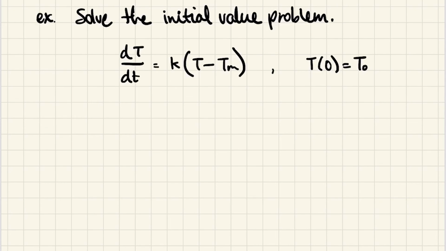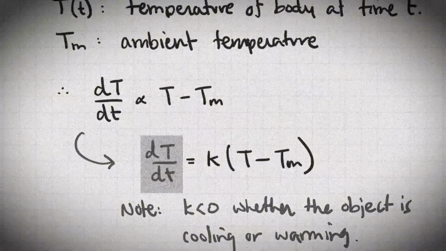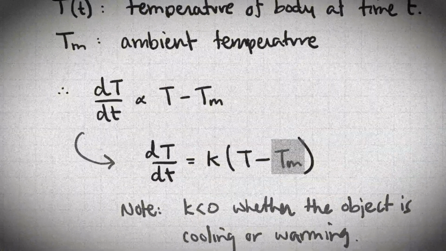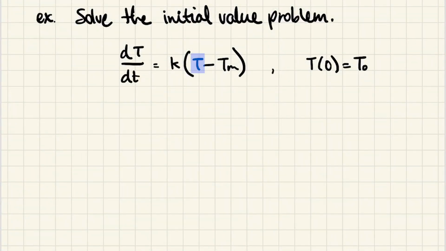And this one's actually the model that we obtained when we looked at Newton's law of cooling in section 1.3. So where capital T was the temperature of a body, and Newton's law of cooling says that the rate of change of the temperature of a body is proportional to the difference in temperature of that body with the surrounding medium's temperature, which is Tm.